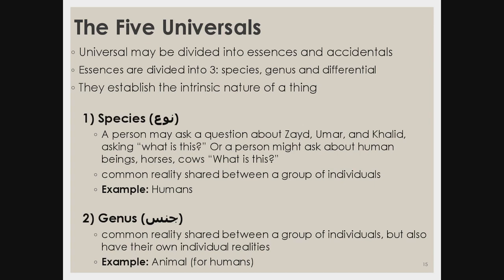Now, in logic, what the logicians do, they're going to come and say that you have these 5 specific types of universals, and it is only through these 5 universals that you can actually define something. Depending on how you place them, how you combine these 5 things, 5 universals, that's how you're going to get a definition about something.